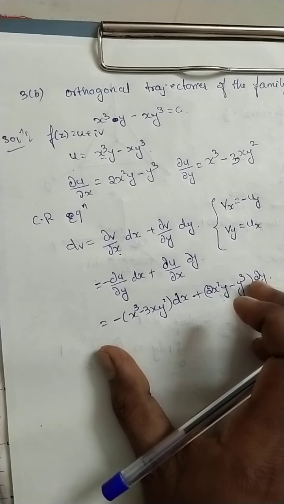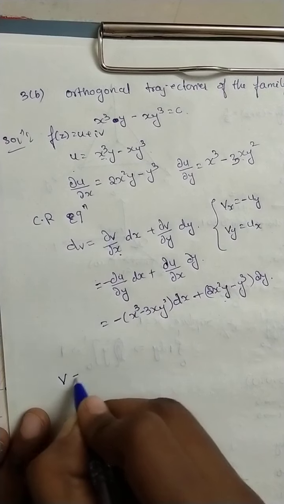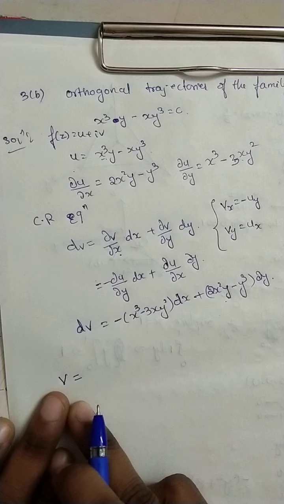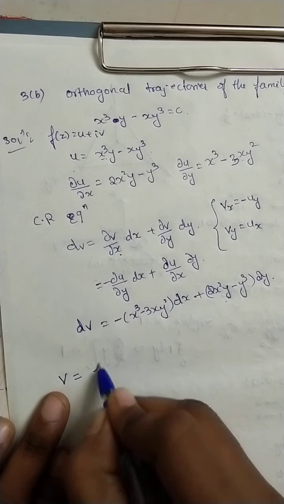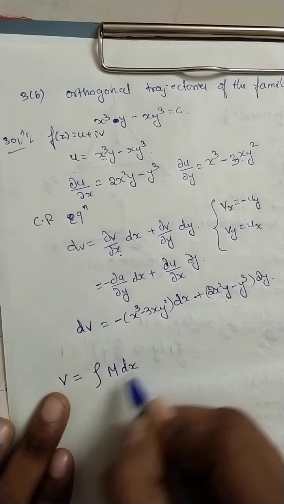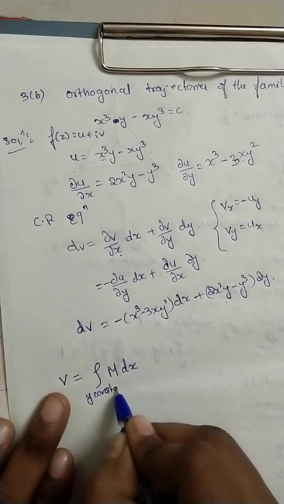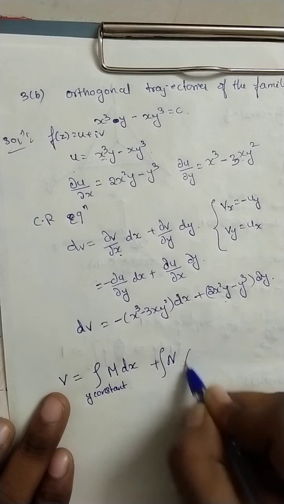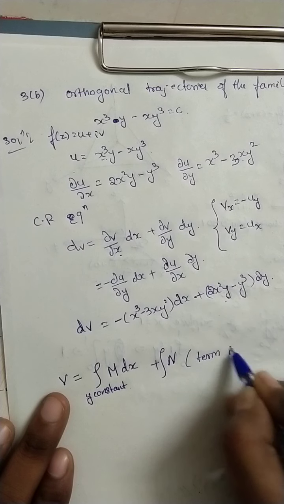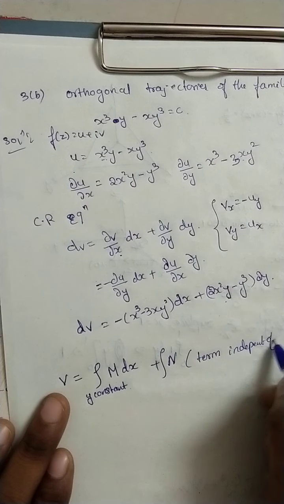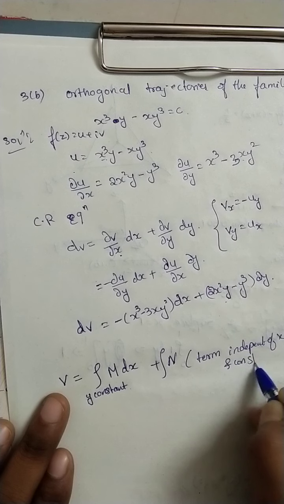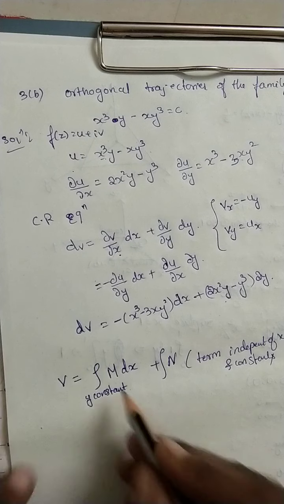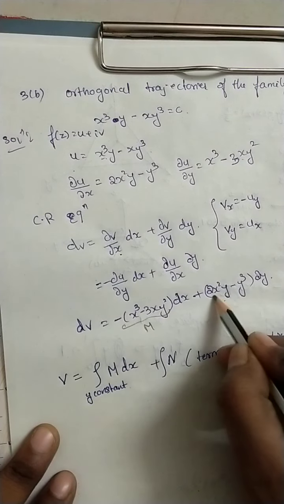So one more equation is there, that is v is equals to, how to find v from dv. So this is our dv. Okay, we have to find v now. So for that v is equals to integral of m dx. So here y should be constant. This is a formula. Okay, plus integral of n, where we have to consider only those terms which are independent of x and the constant, in dy. Okay, so now you have already understood what is m and n. So this is our m and this is our n.